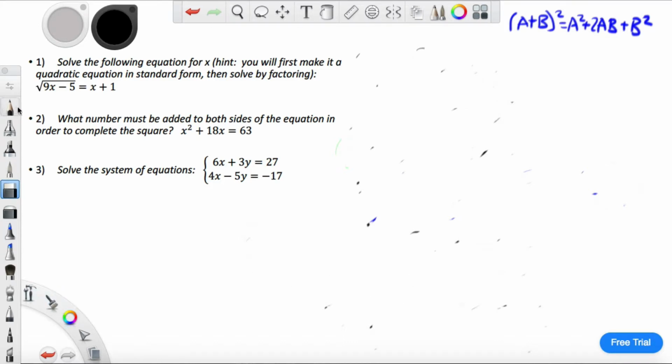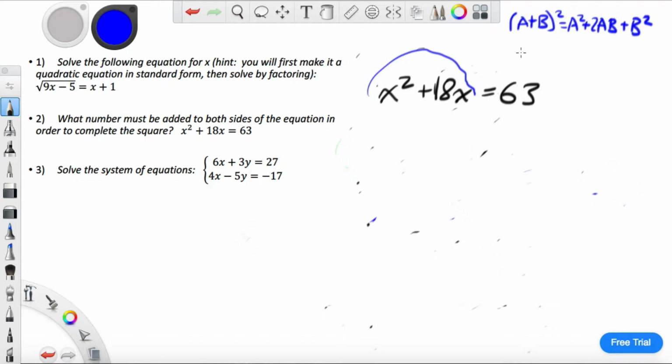All right, so now, what number must be added to both sides of the equation in order to complete the square? Okay, so I'm going to go ahead and write that out. x squared plus 18x is equal to 63. Now remember, solving by completing the square, you want to get a perfect square trinomial over on this side. A perfect square trinomial means the trinomial you get when you square a binomial, right?